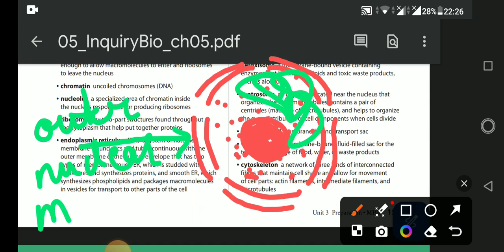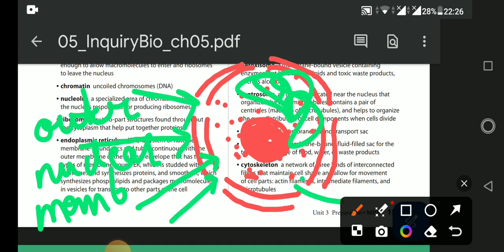One is the outer nuclear membrane and this one is the inner nuclear membrane. And you can notice that I have left some gaps in the membrane, like this gap here, gap, then here, right? These gaps are actually called nuclear pores. And nuclear pores are going to help in the transportation of substances in and out of the nucleus.